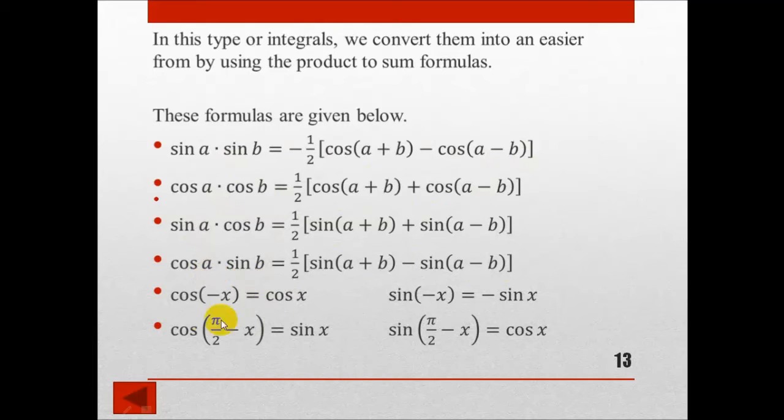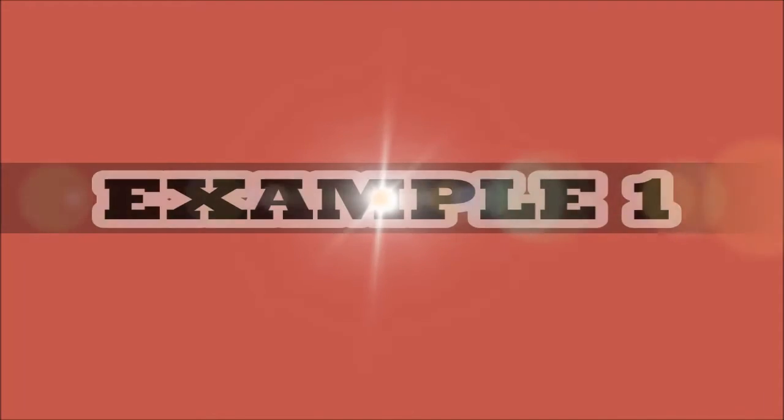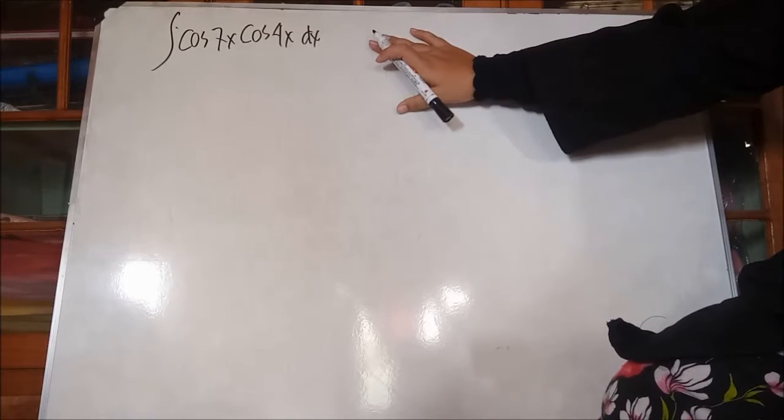And you must remember that cos minus x is equal to cos x. And then cos of pi over 2 minus x is equal to sin x. And then sin minus x is equal to minus sin x. And sin of pi over 2 minus x is equal to cos x. So let's see the examples. Okay, let's see the next example.